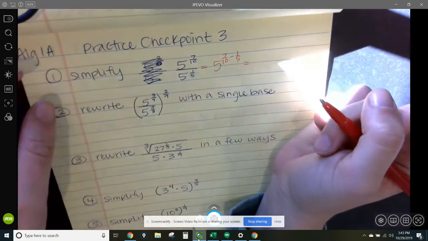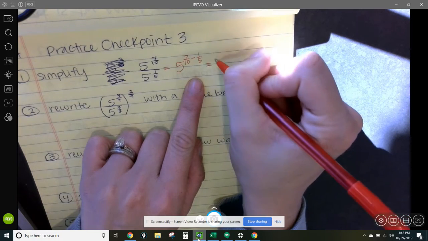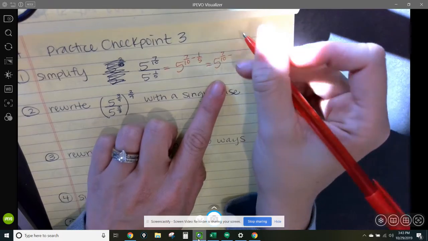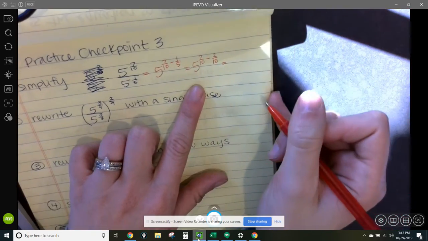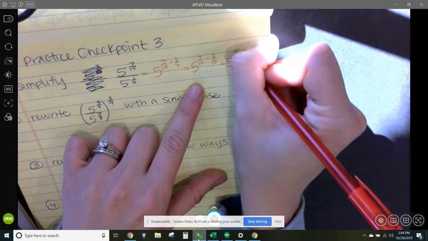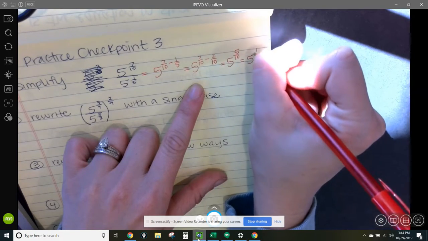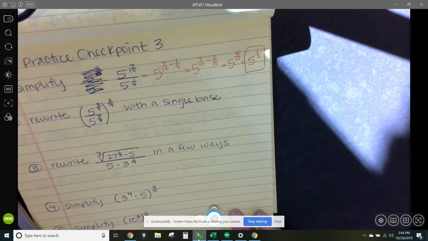Well, they didn't give us common denominators, so we have to do a little bit of work here, but not too bad. I'm going to change 1/5 into tenths so that I have a common denominator. So 1/5 is the same as 2/10. So 7/10 minus 2/10 would be 5/10. So I have 5 to the 5/10. Maybe you recognize that 5/10 could be reduced to 1/2. So that would be how I simplify that problem.